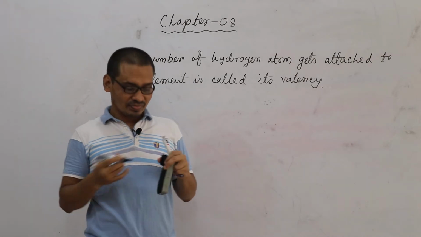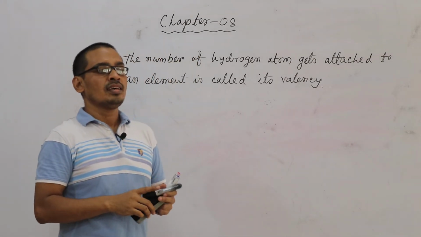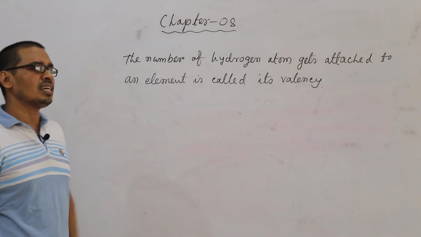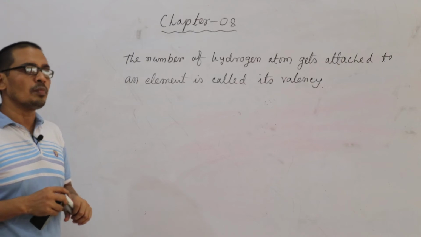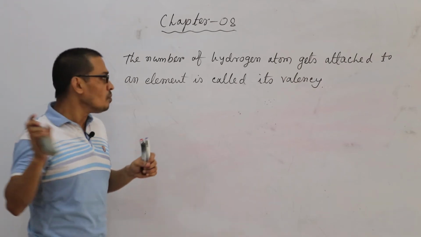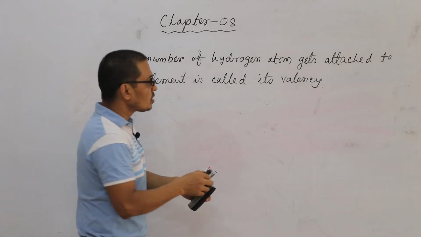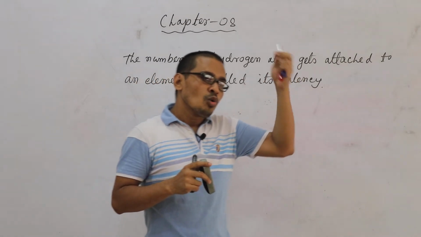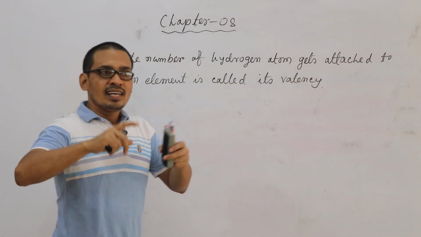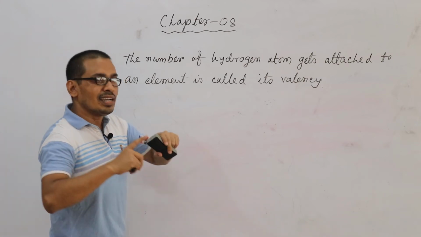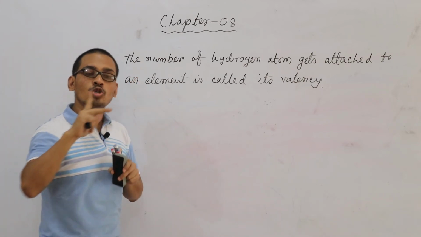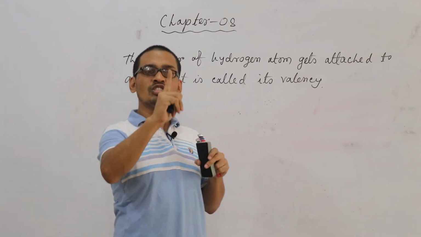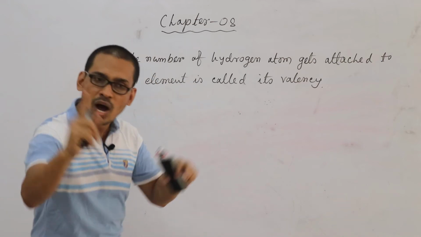Why hydrogen atom? It is very important to know about the hydrogen atom. Hydrogen atom is basically the first in the periodic table and in chemistry. For hydrogen atom, the valency is considered as 1. Now, one element gets attached to 3 hydrogen atoms, so its valency will be 3. Another element gets attached to 1 hydrogen atom, so its valency will be 1.